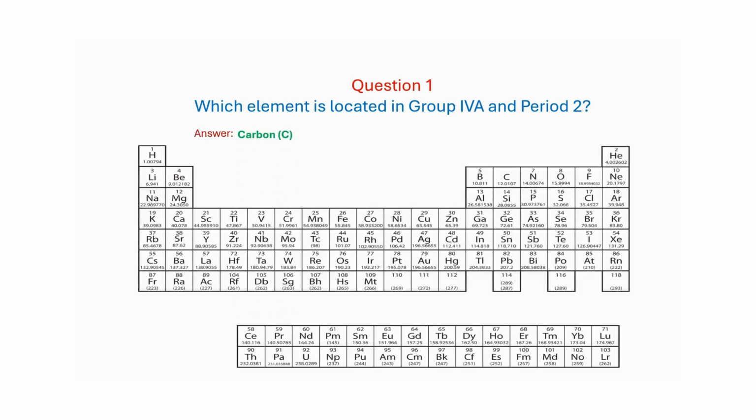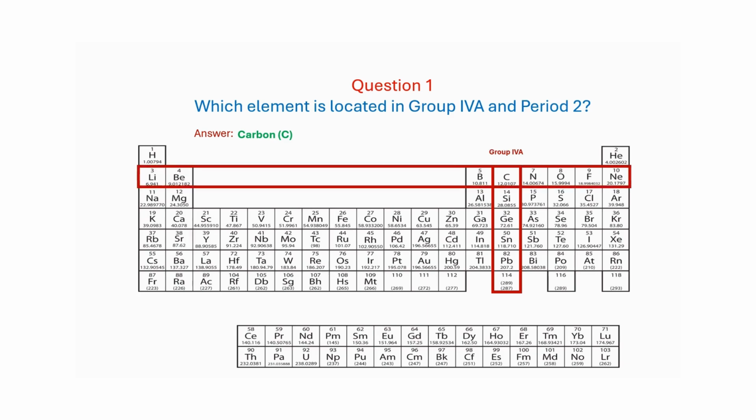Let's do a couple questions so we can finish. So question number 1, which element is located in group 4A in period 2? And the answer would be carbon. Let's take a look at the periodic table. So we look at the group number, group 4A, and period 2. The intersection between them is carbon. So the answer to our question is carbon.